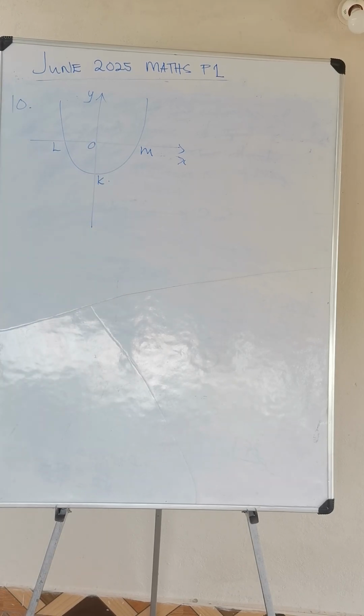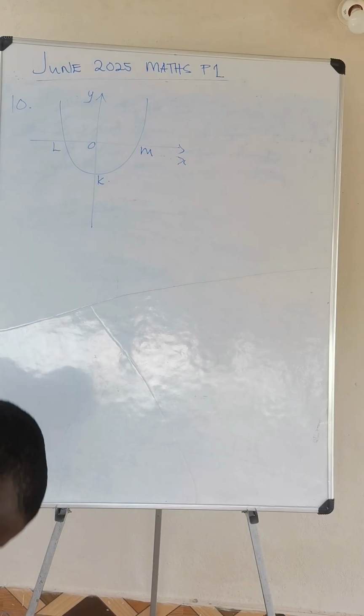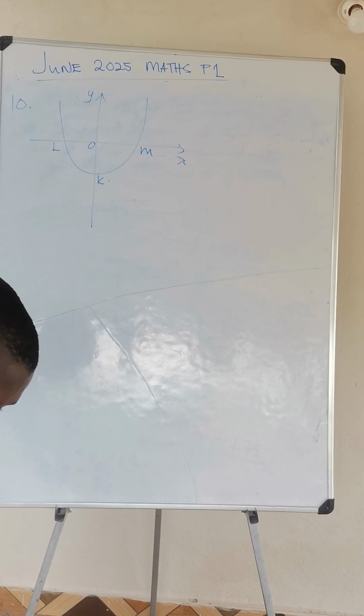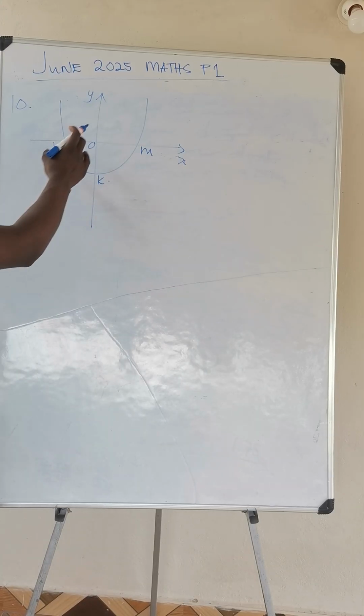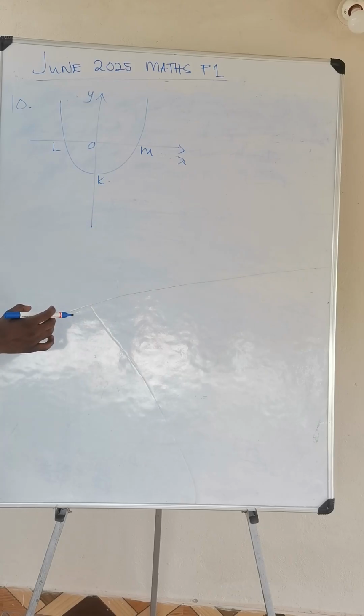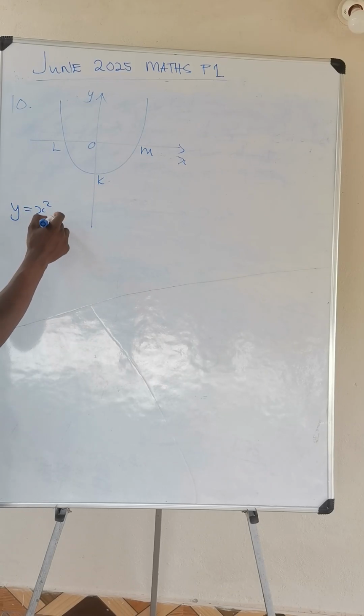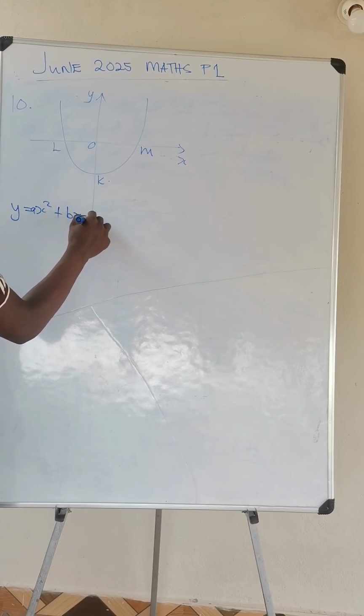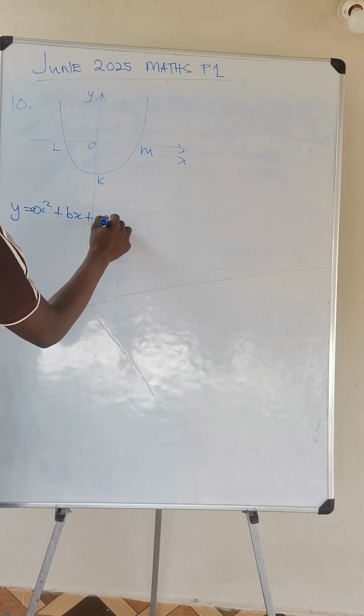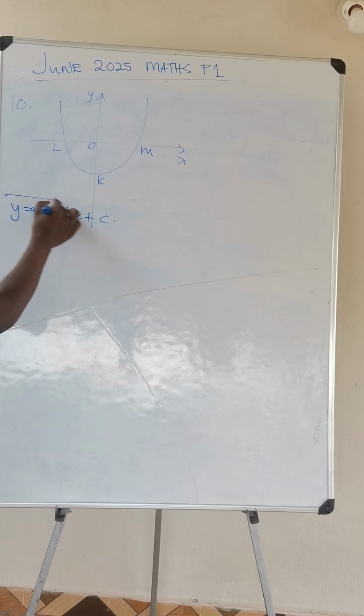Okay, before attempting our question, let me tell you one thing about these functions. One thing about these functions we have to know. This is a quadratic function. A quadratic function is in the form y equals ax squared plus bx plus c. So this is the form of the quadratic function.